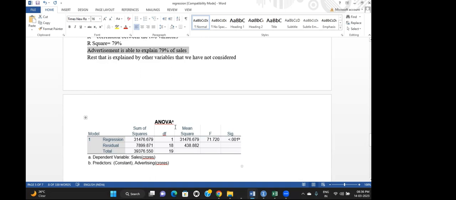So what do we say? Here this p value is to be seen. If this value is less than 0.01 or 0.05, then we say this is significant. That advertisement is able to explain 79% of sales is significant. It means this result is significant and we can use this, right? So this is what it means. This is the model that shows the significance.